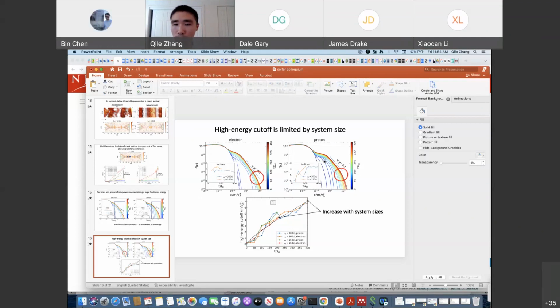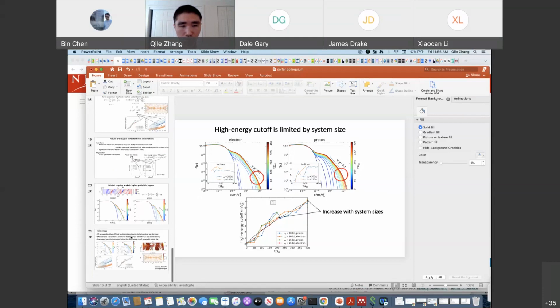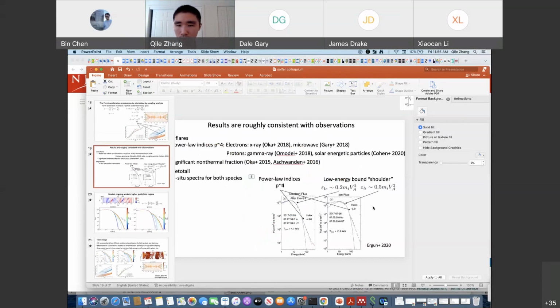Qile, can I ask a question? This is Bin. Happy to. So there have been questions on the high energy cutoff. I'm curious about the low energy cutoff, which you indicate, for example for electrons, is about 20% of m_i v_A squared. Jim gave a talk, and I remember his number is like 10 keV for m_i v_A squared, so 20% of it is a few keV. My question is, in your simulation, you show a shoulder or a hump at the low energy cutoff in the electron distribution.